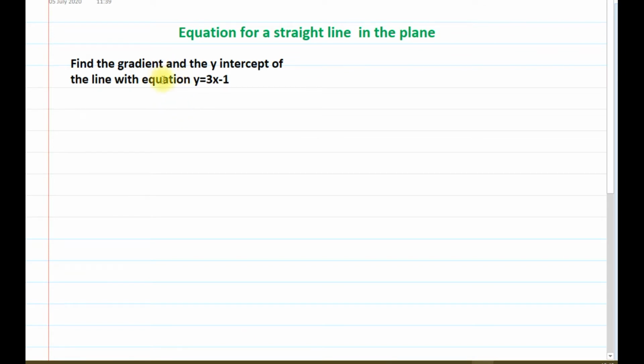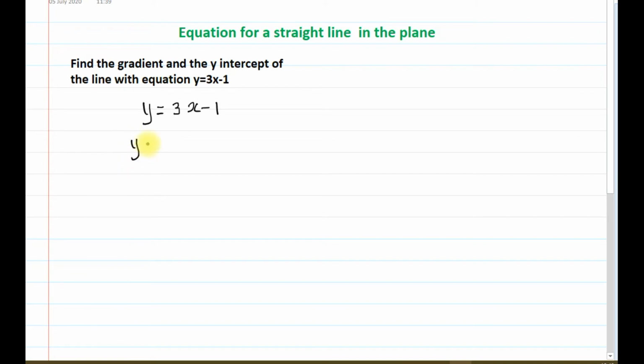Right, the first example is quite a simple one. We're given the equation of a graph y is equal to 3x minus 1. Let's write this down here. y is equal to 3x minus 1. And we are asked to identify the gradient and the y-intercept.